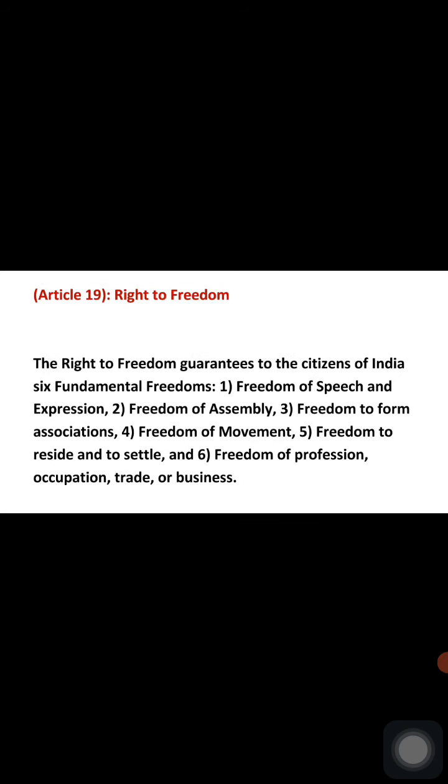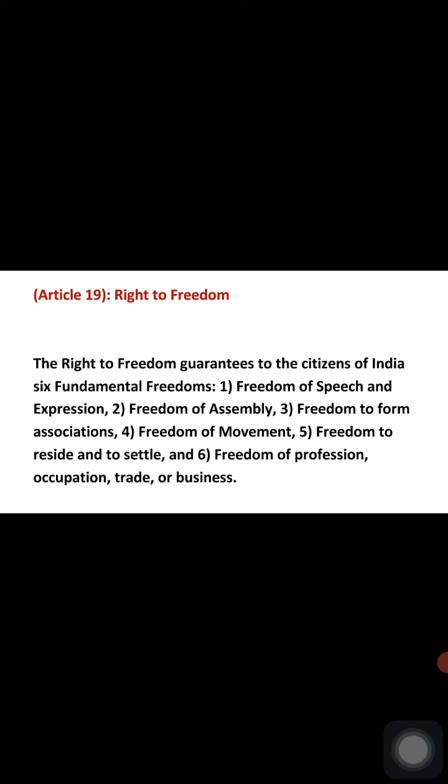The next one is right to freedom. This comes under Article 19. The right to freedom guarantees to the citizen of India six fundamental freedoms. The first freedom is to speech and expression, means you are free to express your views.